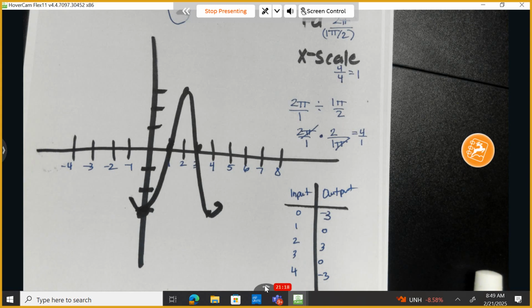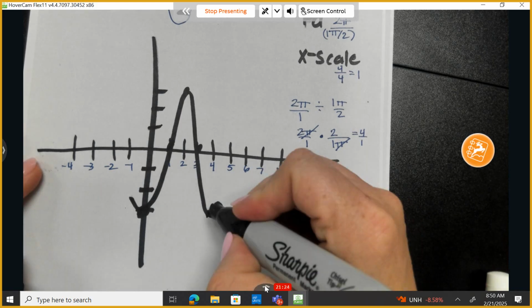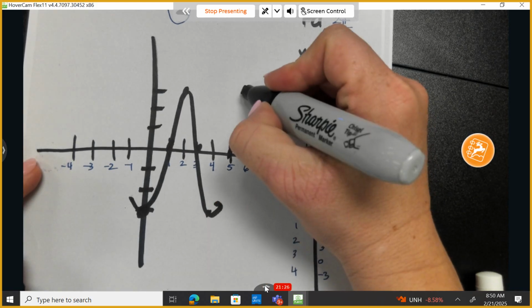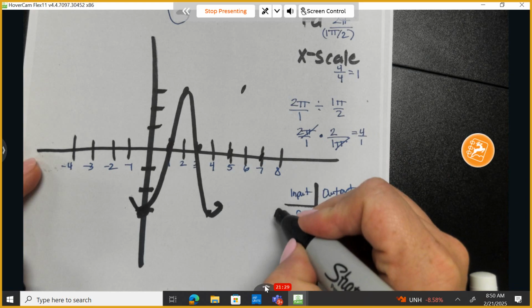Now, if you weren't sure of that, you could plug in each one of those inputs and you would see you're going to get the exact same output. Let's continue to copy it to the right. So now I have to go back up to 0, up top, 0, and down below.